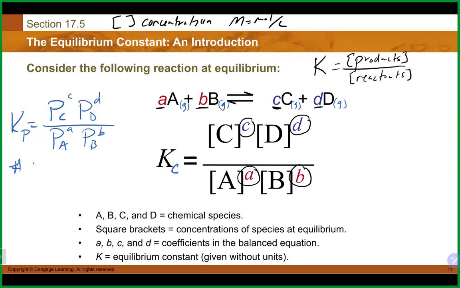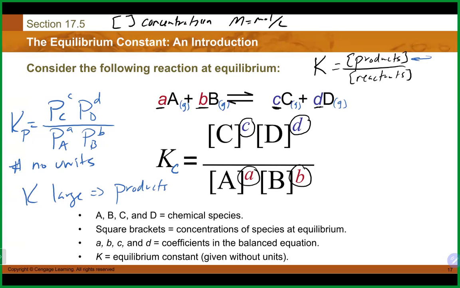Is this a number? No units. And if the K value is large, that means when we reach equilibrium, we mainly have products. So if you think about it mathematically, in order to get a large number, you need a bigger number on top than the bottom. So you should have more products than reactants.